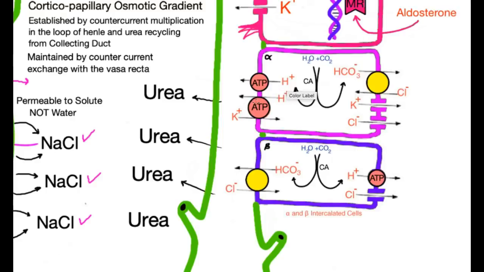And so every day we generate non-volatile acid in our body. We can't breathe this acid off like we can CO2. This acid has to be actively pumped out and lost in the urine. And so we have a couple main mechanisms for doing this. Number one, we expend energy for a proton pump to pump protons into the urine.